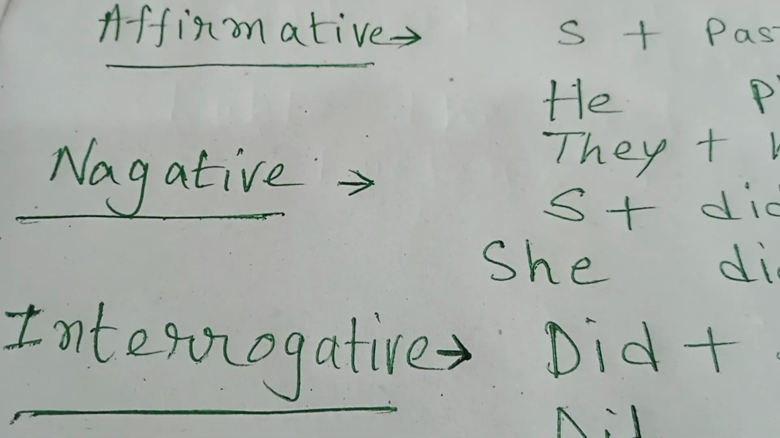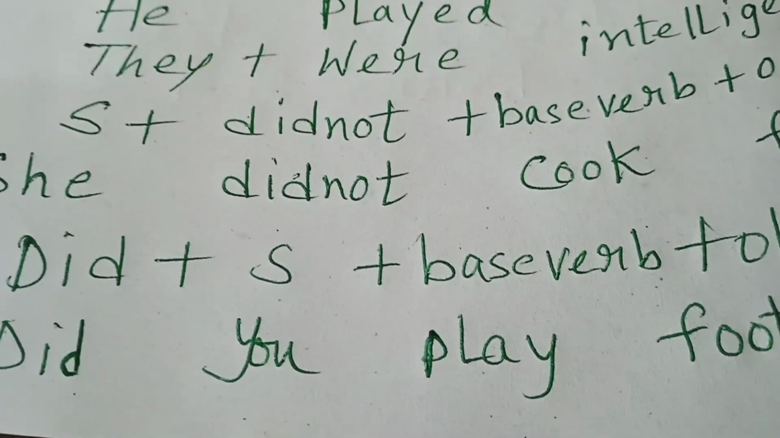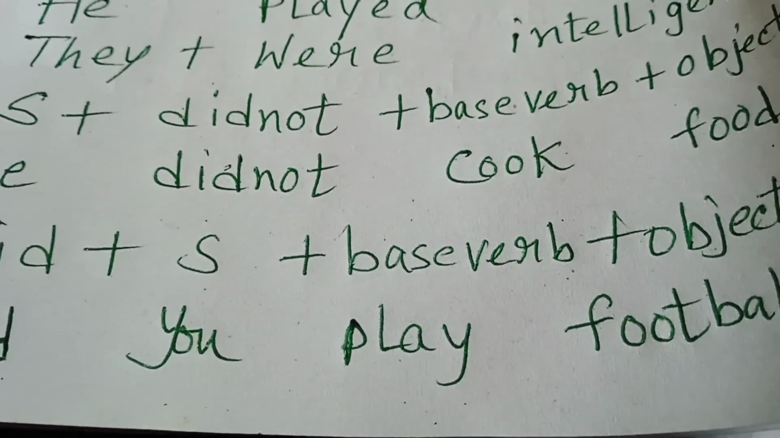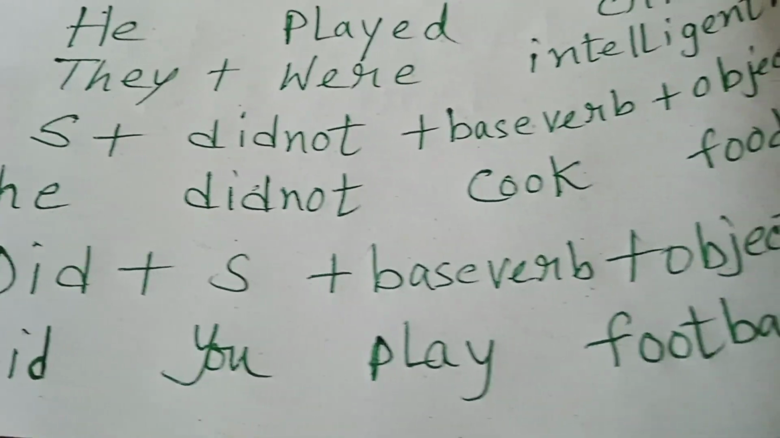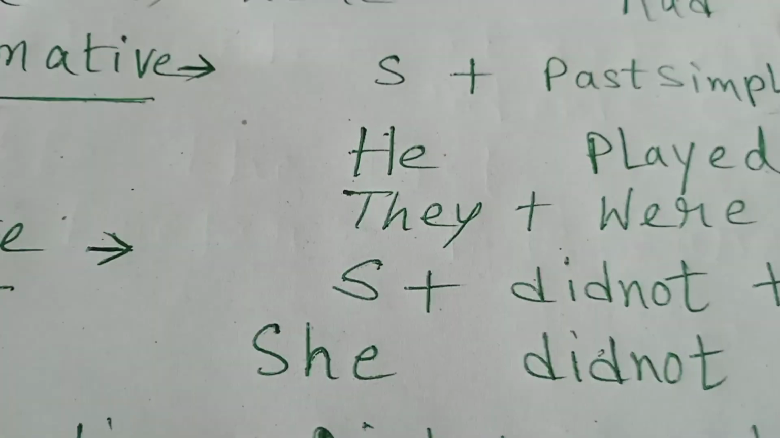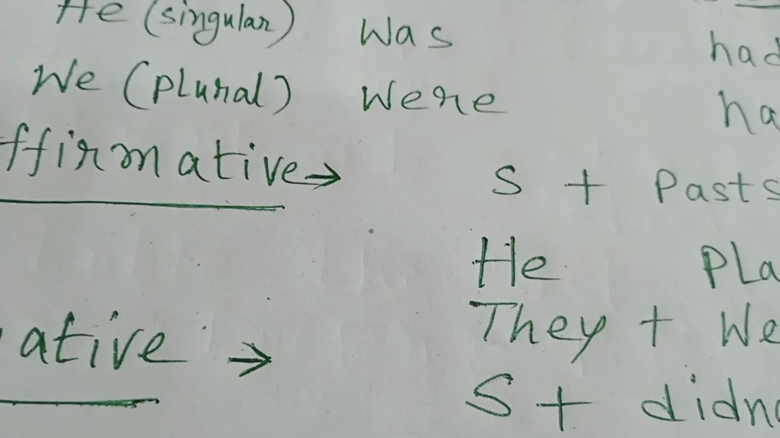In the case of an interrogative sentence, the beginning of the sentence is did plus subject plus base verb plus object. Did you play football? This is the rule for formation of sentences in simple past tense.